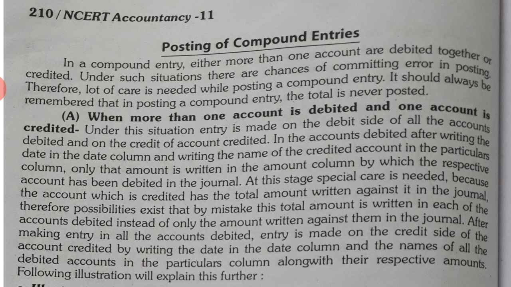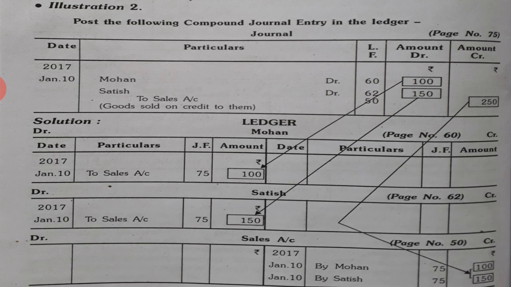For this, you can have a glance of example number 2. See that two accounts are being debited. Mohan's account and Satish's account. These two accounts are being debited and one account is credited, that is sales account. So how many accounts will be made? 3. Mohan's account, Satish account and sales account.